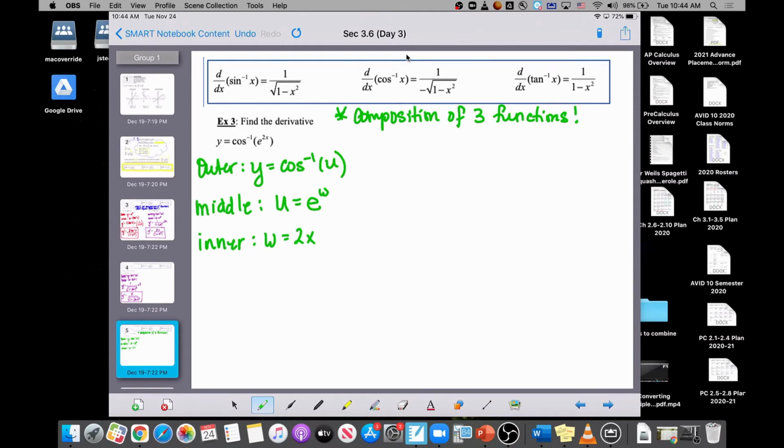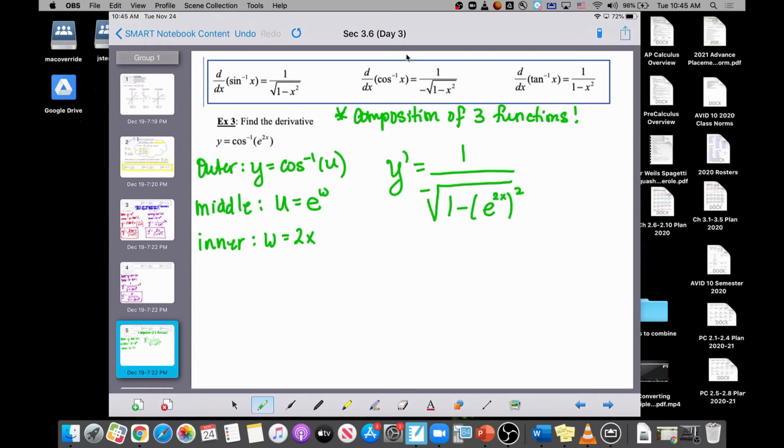So when I find my derivative this time, my y prime, start on the outside, work your way in. That's always how chain rule works. And you just keep multiplying by the next inner function's derivative by the next inner function's derivative. So start with the outer function. The derivative of inverse cosine is going to be 1 over the square root, and we need a negative in front of that square root, right? So 1 over the negative square root of 1 minus that inner function squared, right? And so the middle function that's inside is that e to the w, or e to the 2x power, okay?